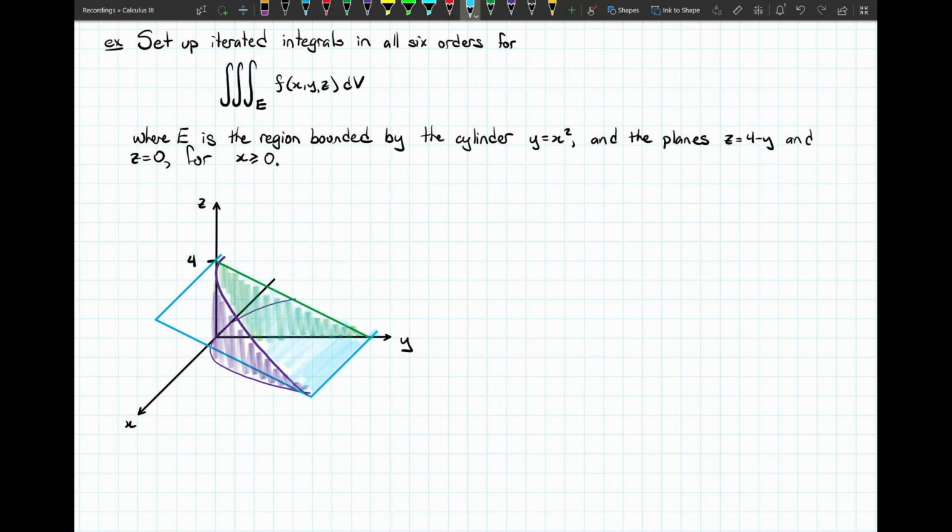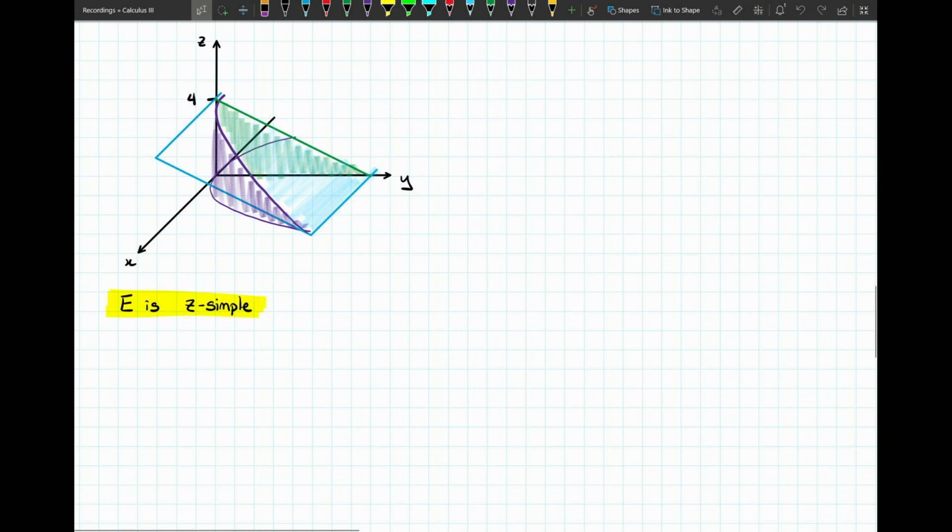Now, let's start off with maybe our favorite example of what to integrate with first. Let's treat this region as z simple. If we're going to treat this region as z simple, we first need to figure out what the top and bottom surfaces are. And we can imagine looking downwards from the positive z here and seeing this particular plane. That's the plane z equals 4 minus y, and that's already a surface in the form of z equals a function of x and y. Since that's our top surface, z will be less than or equal to 4 minus y.